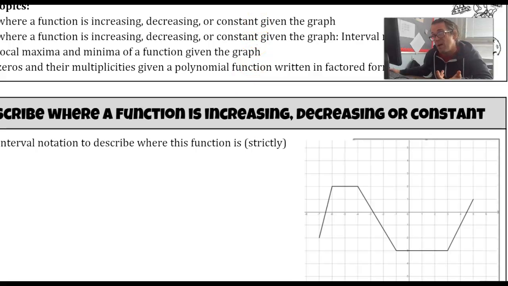But things people care about are like, hey, when's that graph going up? When's that graph going down? When's that graph not going up or down at all? Those are the sorts of statements we can make. And it is as straightforward as you can possibly imagine. I did make a better copy of the graph for this digital notes, but this is what your graph is supposed to look like. And example 4 says, let's use interval notation to describe where the function is strictly increasing.